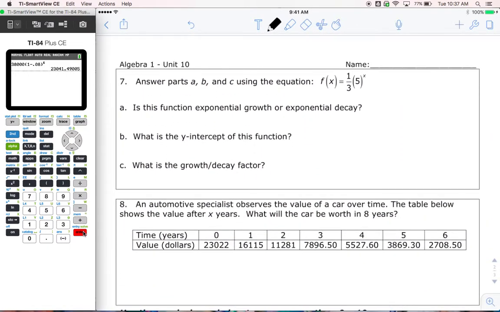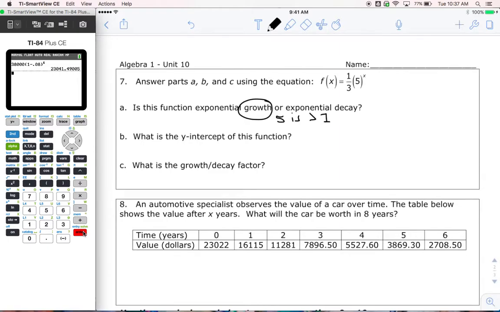Problem 7 should be quick and easy. We're answering all 3 parts. Is this function growth or decay? This function right here is growth, right? Because this number in the parentheses is bigger than 1. So 5 is greater than 1. Right, so we have growth.